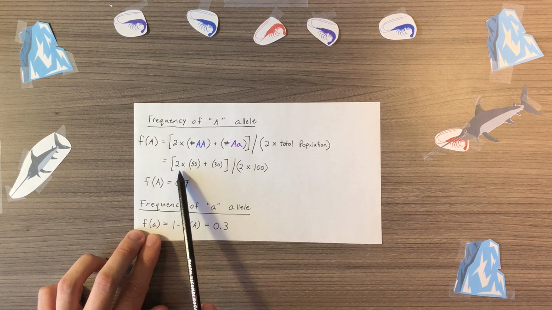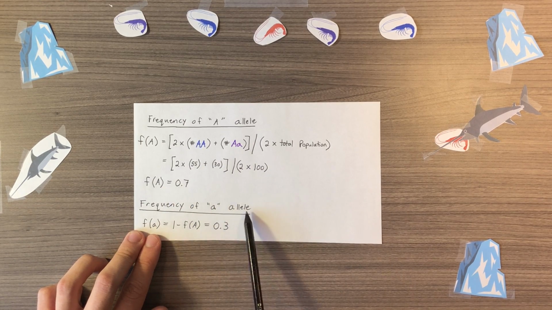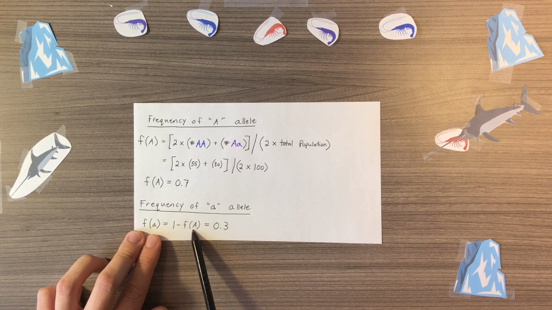Doing this, I calculated a frequency of 70% for the big A allele in this population. To find the frequency of the little a allele, you simply have to subtract the frequency of the big A allele from 1. Doing so, I calculated a little a frequency of 30% for this population.